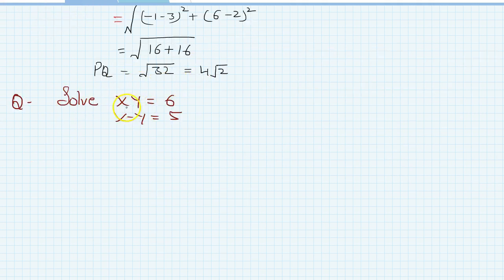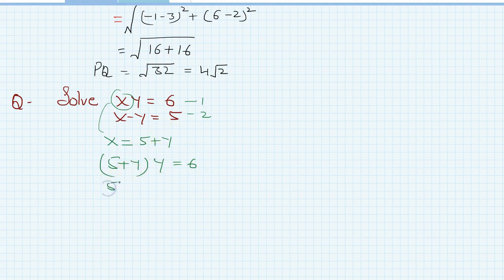Now another type of question is: solve x multiply y is 6 and x minus y is 5. So either we can take the value of x from here, or from here, or y. So let's see. This is equation 1 and this is equation 2. From equation 2, let's say x is equal to 5 plus y. We put the value of x here. So 5 plus y multiply y is equal to 6.